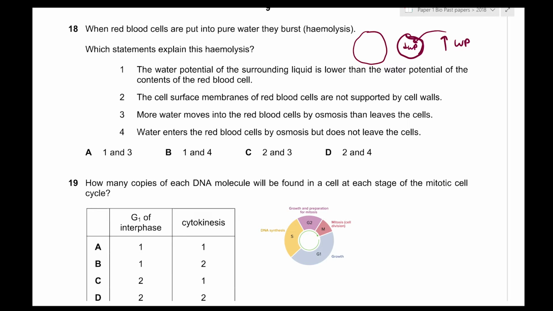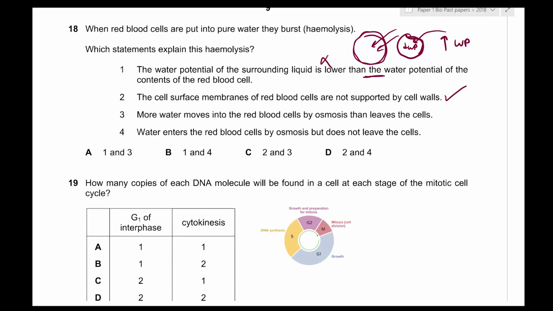Now, the reason why it bursts is because it only has a cell surface membrane. It doesn't have a cell wall, for example, like a plant cell, that would actually withstand that pressure. This means that it just keeps swelling and filling up with water until it bursts. Now, let's see the statements that we have here. 1. The water potential of the surrounding liquid is lower. Now, this is incorrect because the water potential of pure water is definitely higher. For 2, the cell surface membranes of red blood cells are not supported by cell walls. Yes, this is the reason why it bursts.